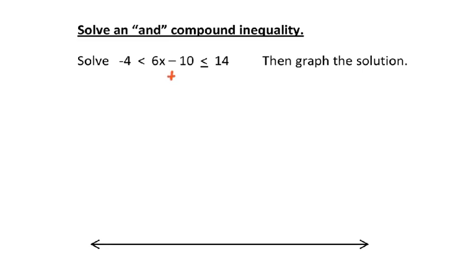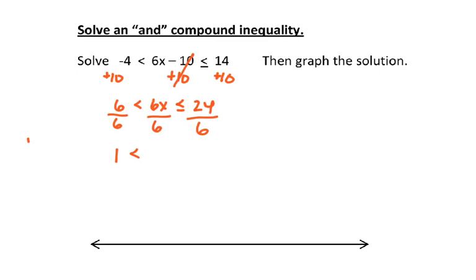So if I'm going to add 10 over like I normally would in an equation like this, I have to add 10 here and add 10 here. So -4 plus 10 is 6, less than 6x, less than or equal to 24. Then I still need to get x by itself, so I divide by 6. Divide by 6, divide by 6. 6 divided by 6 is 1, less than x, less than or equal to 24 divided by 6 is 4.